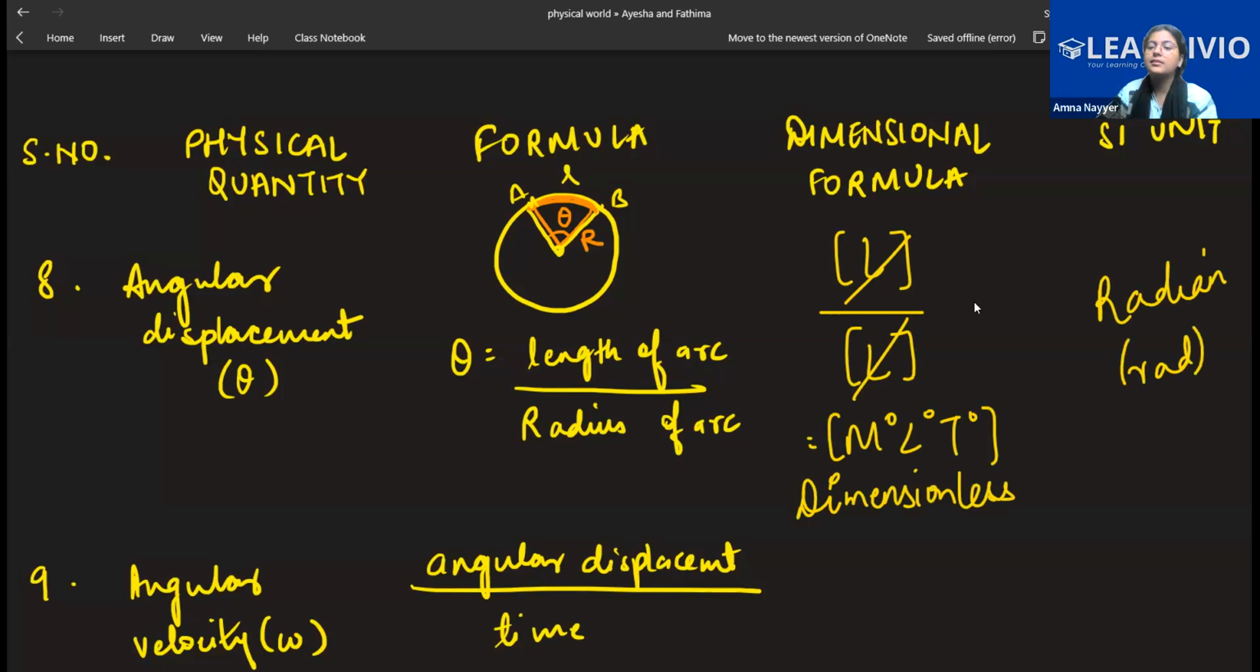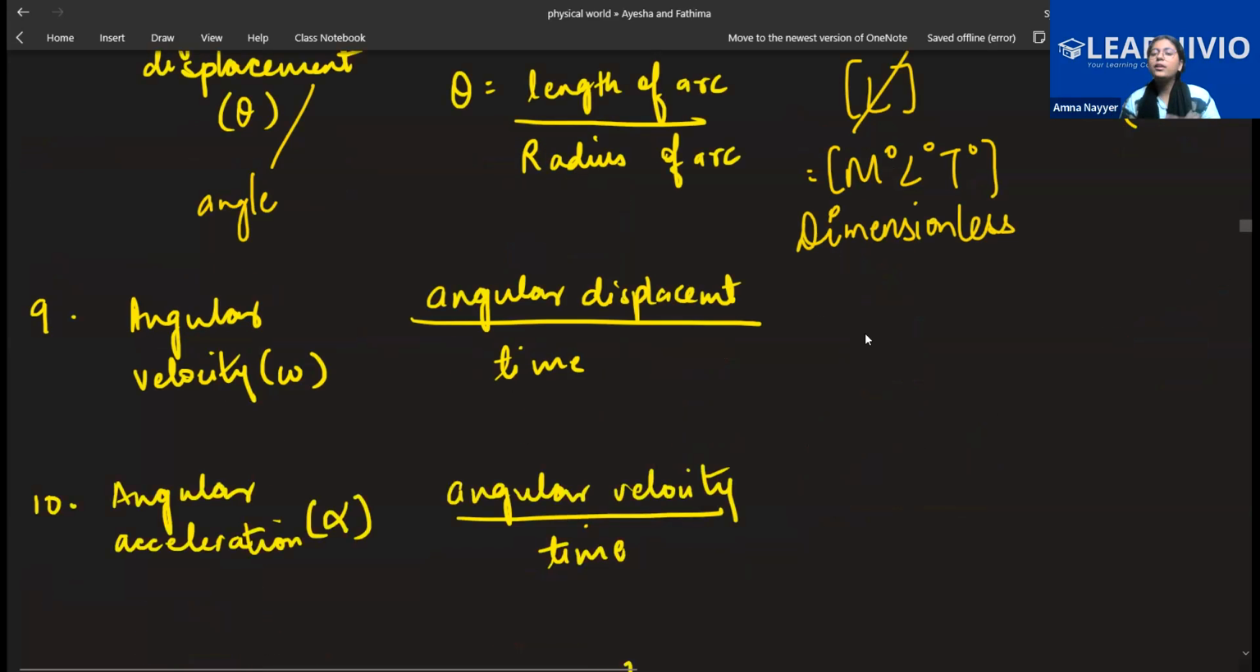So class, whenever you get a question to mention a quantity which is dimensionless but has a unit, always mention angle or angular displacement. You can simply write angle also. Then you have angular velocity. Angular velocity means angular displacement divided by time. Angular displacement is dimensionless, and time is simply T. So when this T goes up, it will become T to the power minus 1.